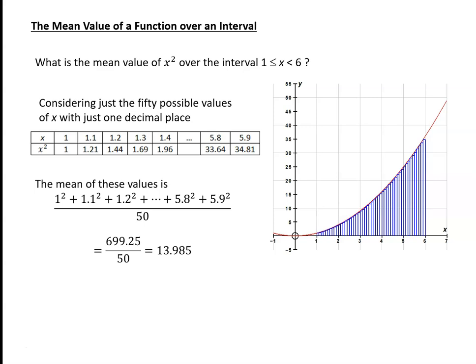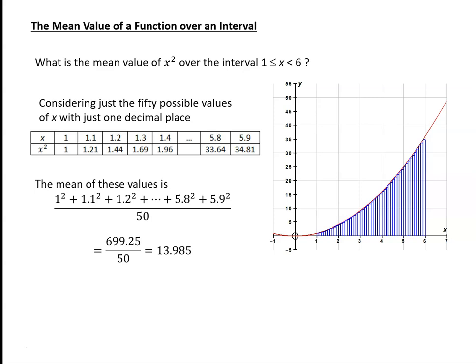So the mean of these values is going to be 1 squared plus 1.1 squared plus 1.2 squared all the way along to 5.9 squared, divided by 50 because we've got 50 values. So the mean value is 699.25 divided by 50, which gives me 13.985.